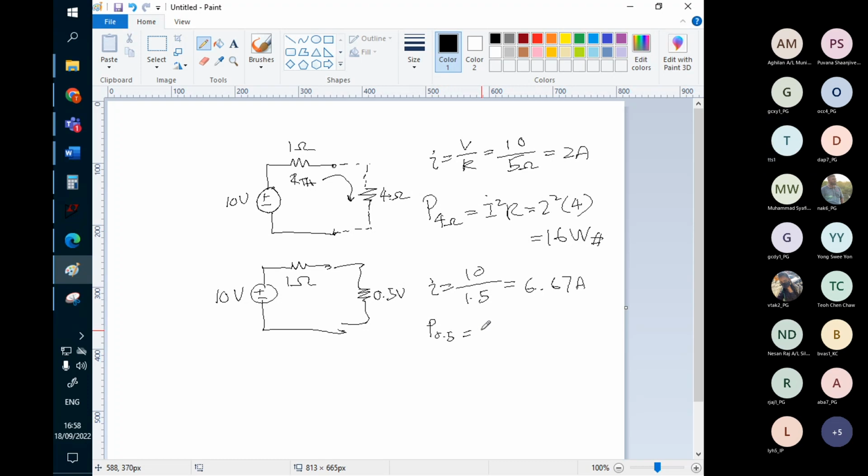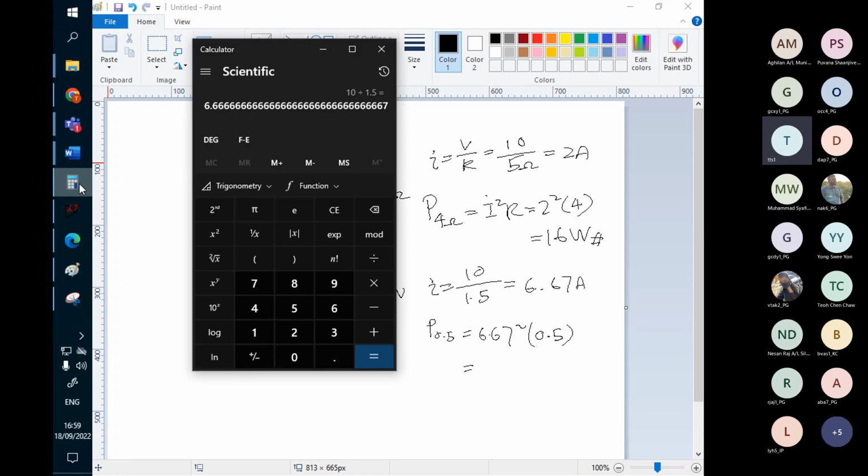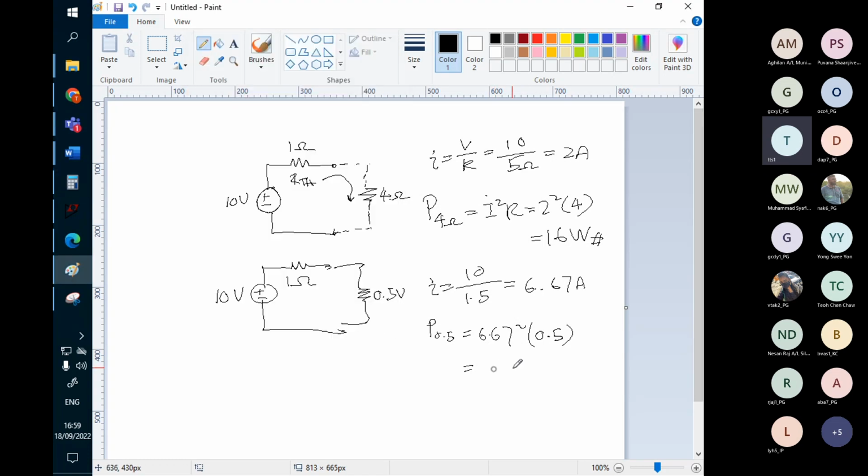Is 6.67 square multiplied by what? The ohm, 0.5. Okay, what's the value? Looks like higher. 6.67 squared multiplied by 0.5, you get 22. So looks like it's higher, right? It's higher, you get a higher output, higher than the 16 watt. So 0.5 looks like there is a way to go, right?